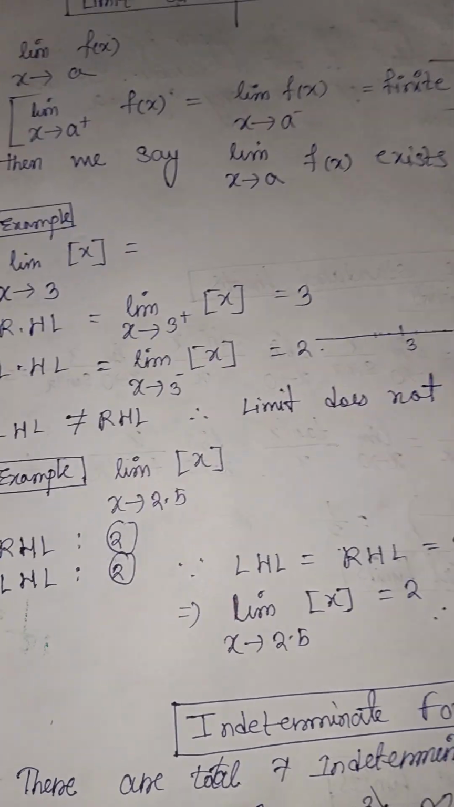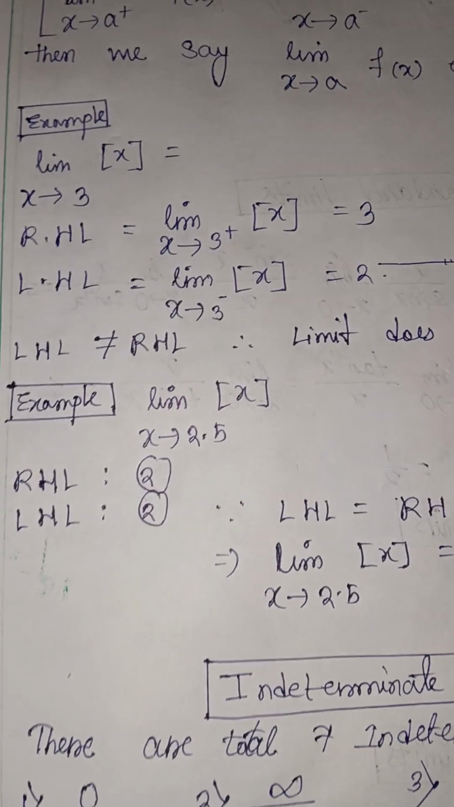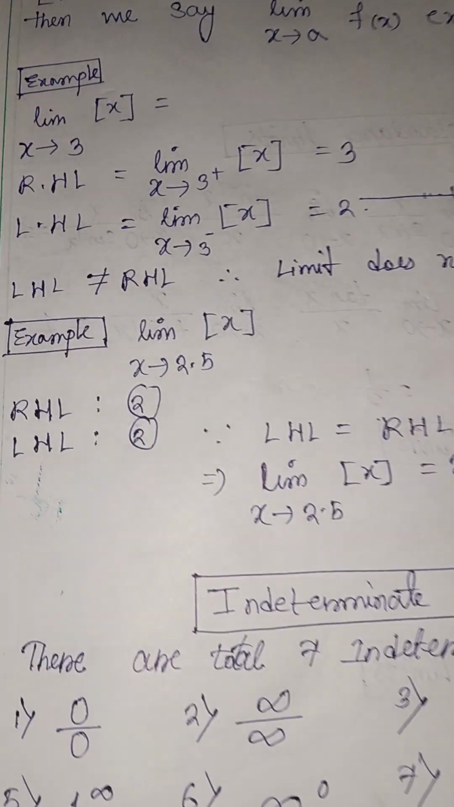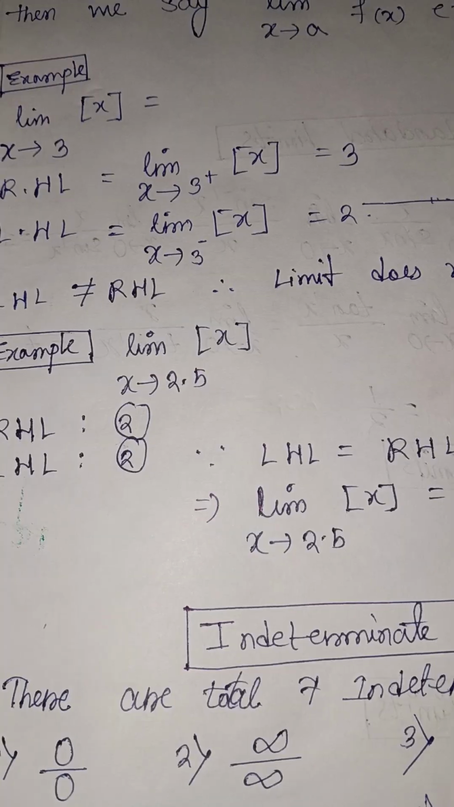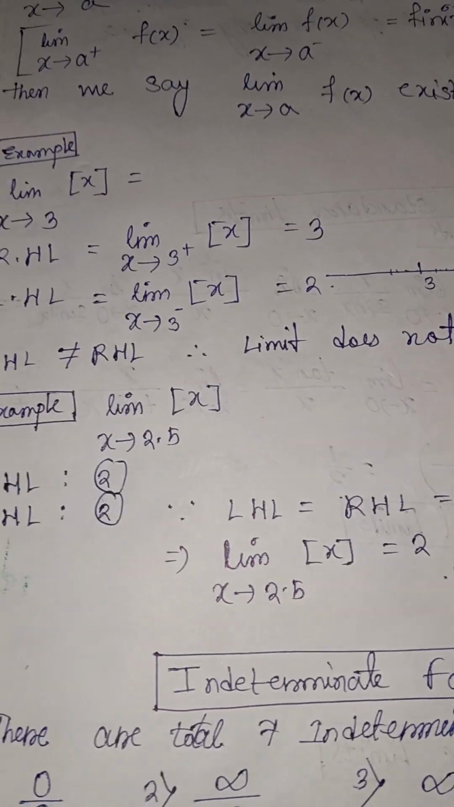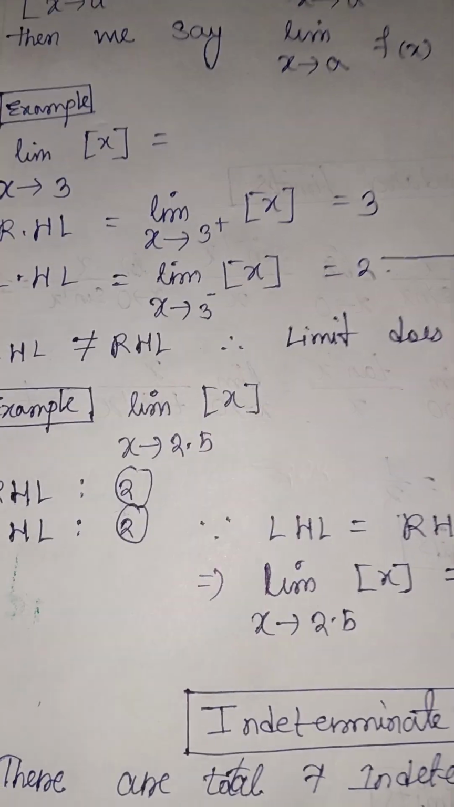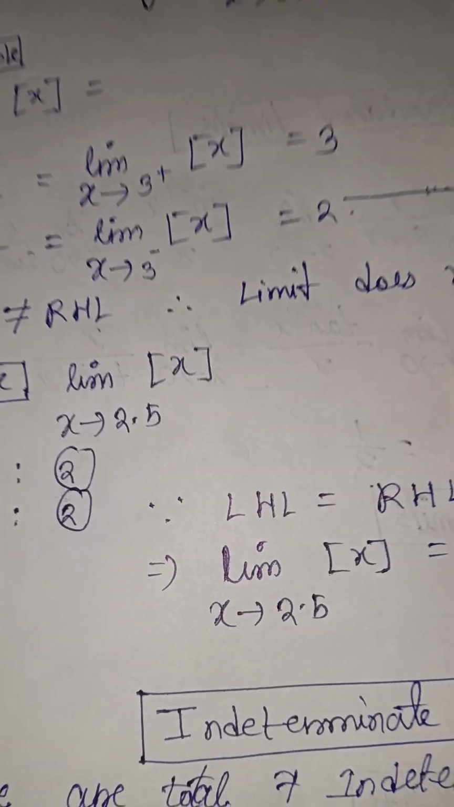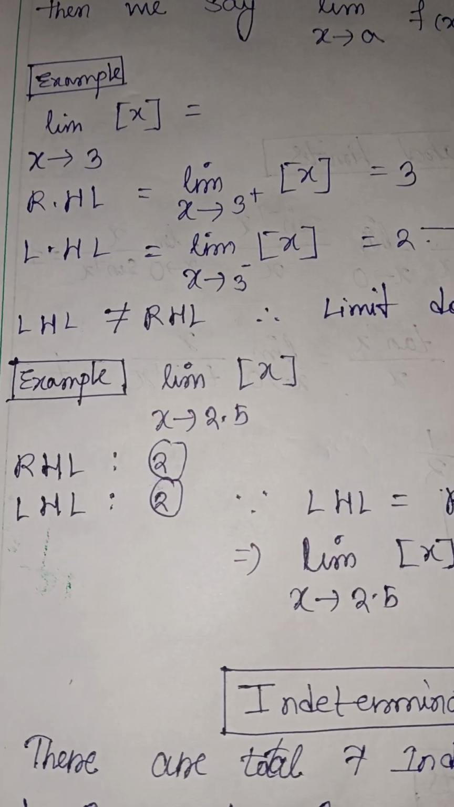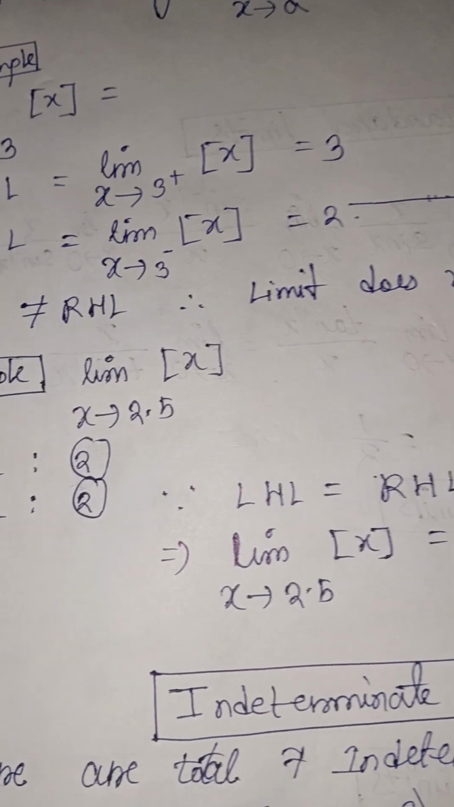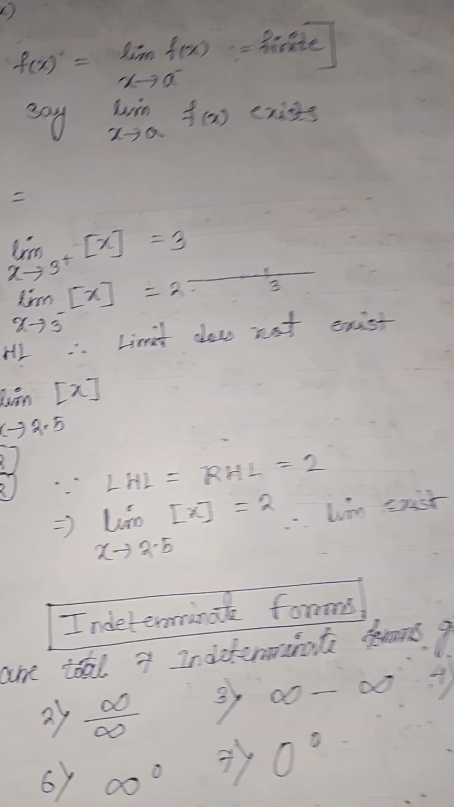Okay, so write an example, समझते हैं. Like limit of [x] where x tends to 3. So the limit for x tends to 3 plus, where the value of box x is 3, and for the left hand limit, x tends to 3 minus, the limit is 2. So the left hand limit is not equal to the right hand limit, so definitely the limit doesn't exist.